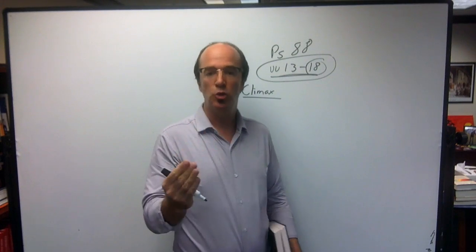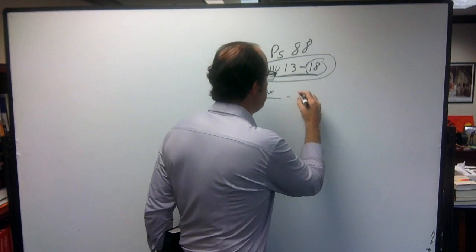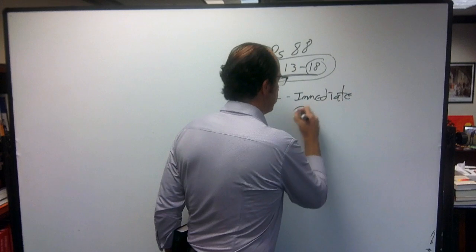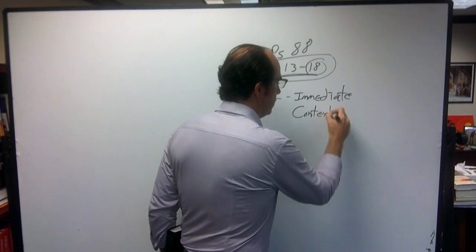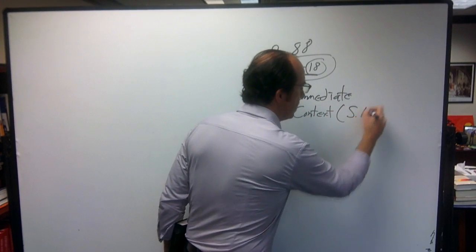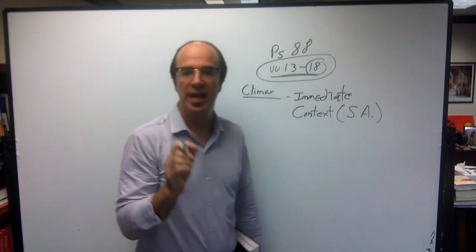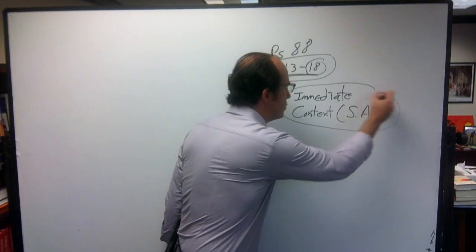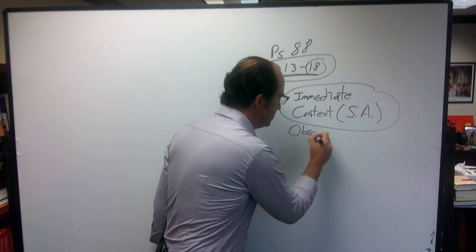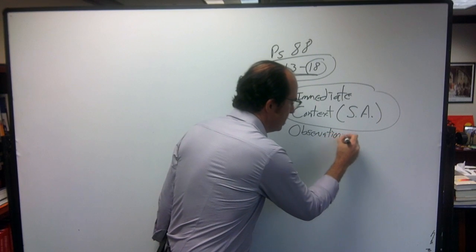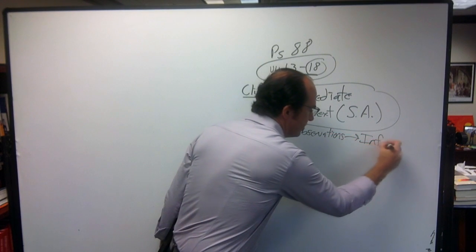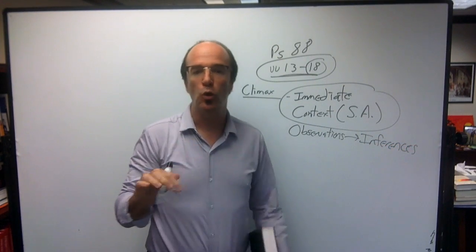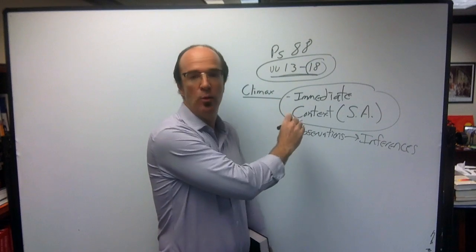And so that invites me then to do what? To begin my interpretation with the immediate context, which would be what? My strategic area. That's what SA stands for, strategic area. So start with your immediate context, and this is where you're going to do your most thorough set of observations and inferences. And so you want to do your deepest digging, your most specific work. Most of your observations are going to be right here.